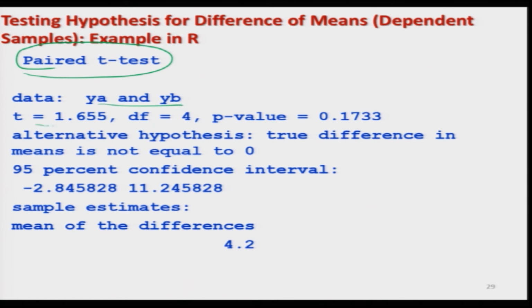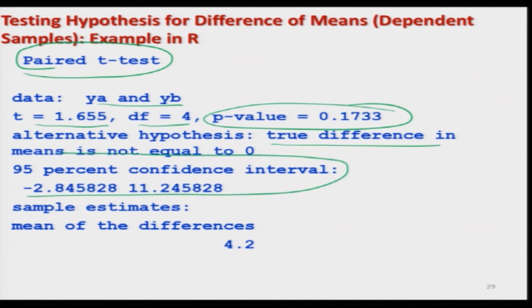T star 6, that is d bar divided by sd upon root n, is obtained as 1.655, degrees of freedom are here 4, p value here is 0.1733, and the alternative hypothesis is that the difference in the means is not equal to 0, that is two sided, and the 95% confidence interval here is like this one. So even by looking at the lower and upper bounds of the confidence interval, you can also conclude about the test of hypothesis, and this is the mean of the differences, that is d bar.